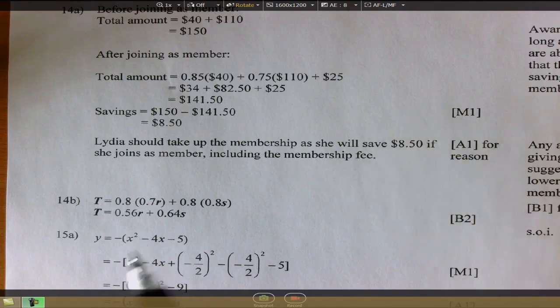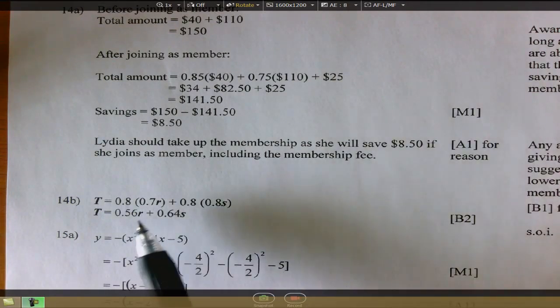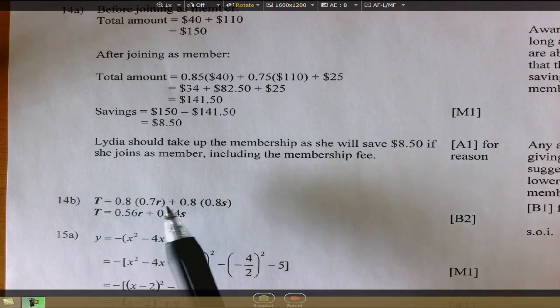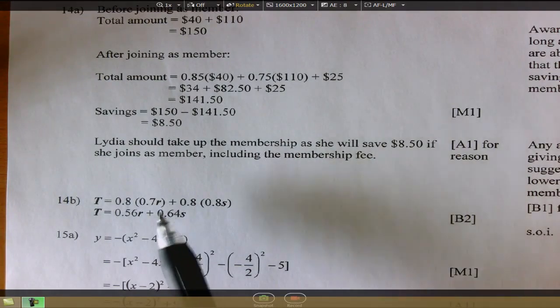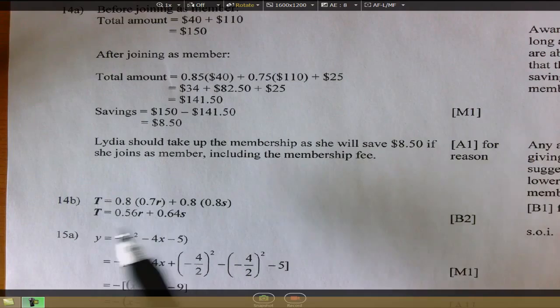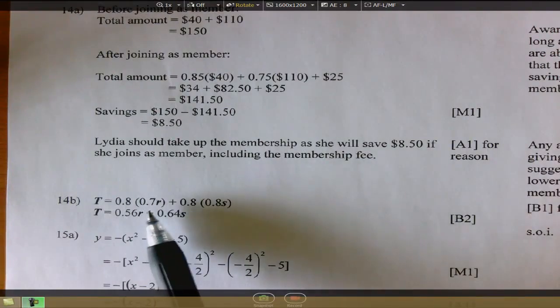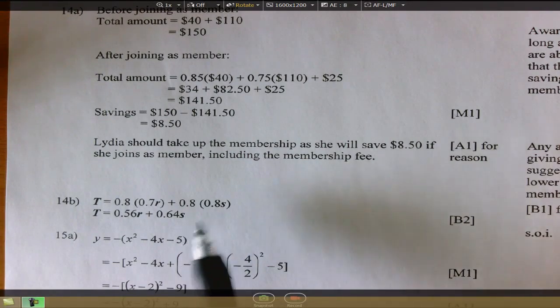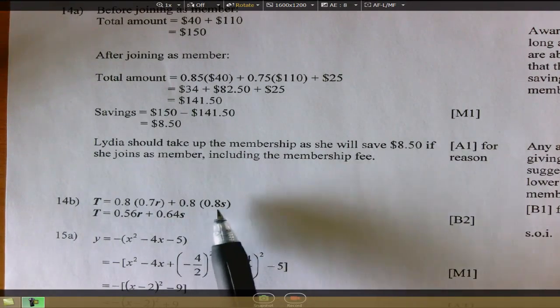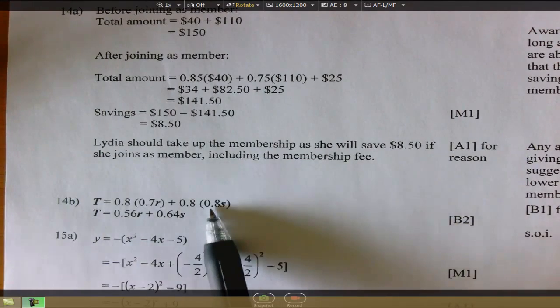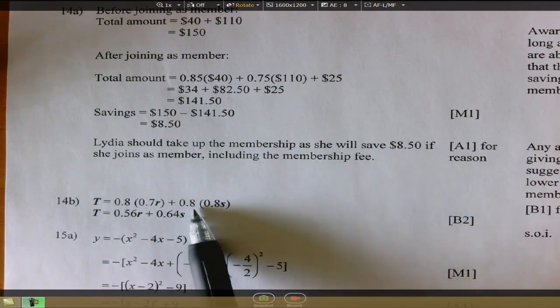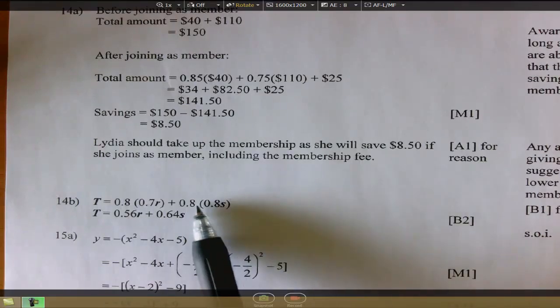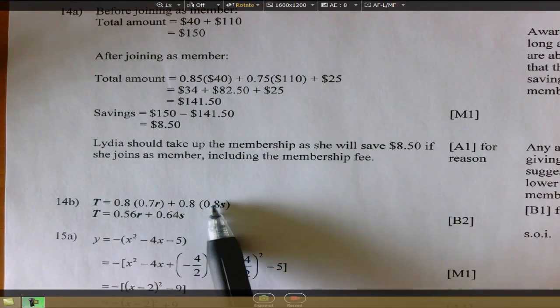Why 0.7? Because there's a 30% discount on rebonding, so you pay 70% of rebonding, and don't forget the 20%. That means you have to pay 80% of the already discounted price. Similarly, for the scalp treatment, first you get 20% off for being a member. On your birthday month, you get a further 20% off. That's why you pay 80% of this membership price.